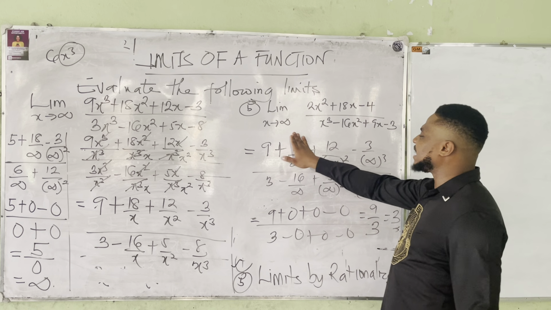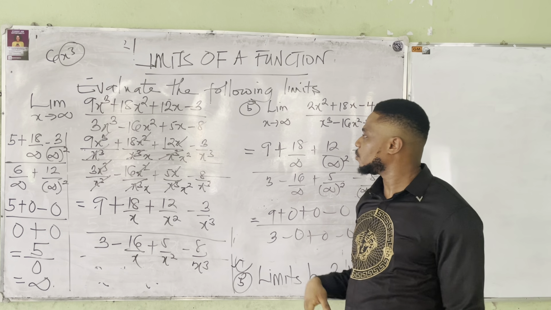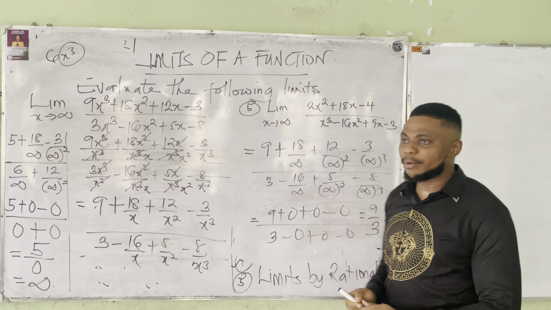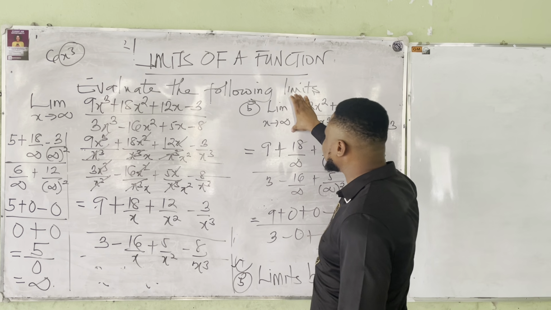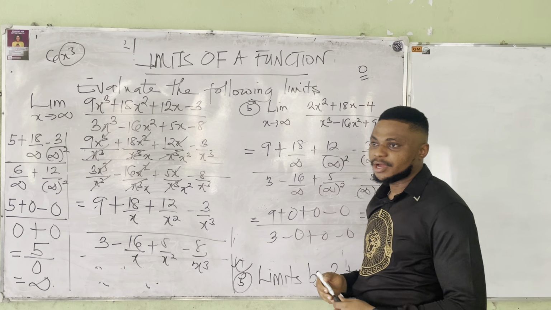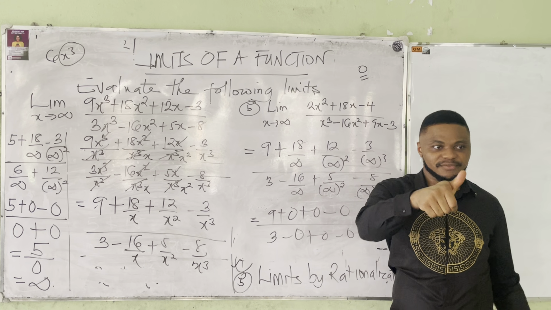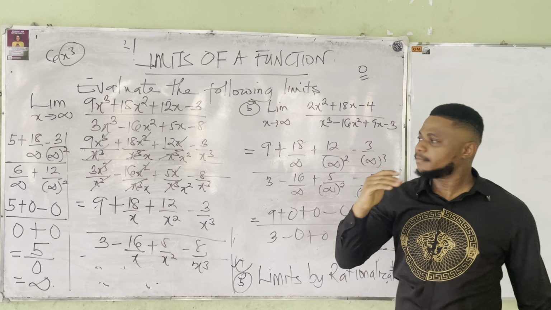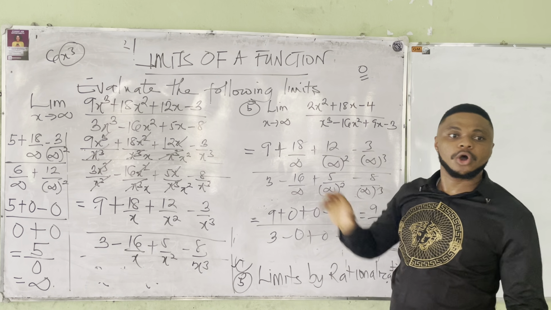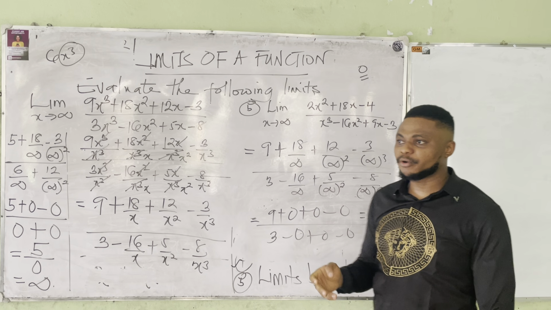So we have the limit as x tends to infinity of (2x squared plus 18x minus 4) over (x cubed minus 16x squared plus 9x minus 3). I want to give you this as an exercise. Prove that your answer will give you 0. Like I told you, if the highest power of x is at the denominator, automatically your answer would be 0. So prove it to me.